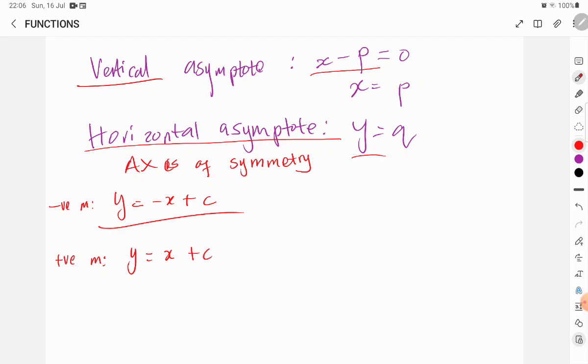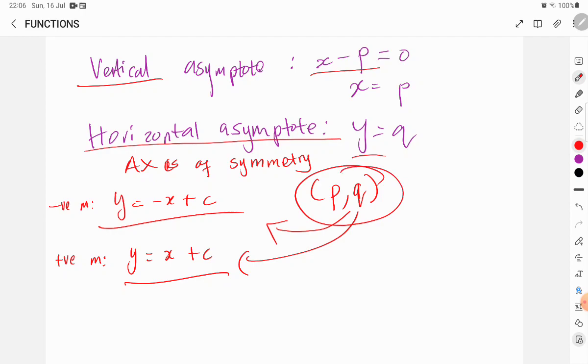Now the big question here is, how do you find c? It's actually very simple to find c. You just look for your asymptotes, so it's going to be p and q. Substitute here and find c. So if you're asked for the axis of symmetry with a positive gradient, you just go for this. Then look for your asymptotes, make them a coordinate, and substitute. Here you substitute your horizontal asymptote, given by y is equal to q. Here you substitute your vertical asymptote, given by x equal to p.